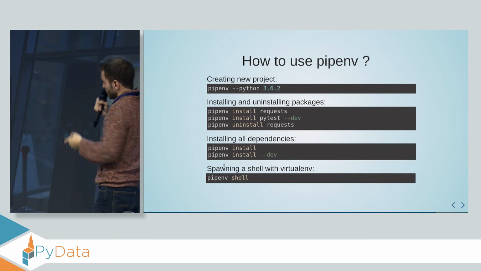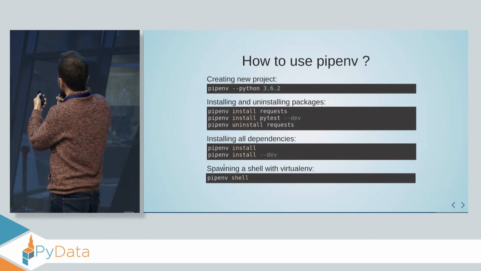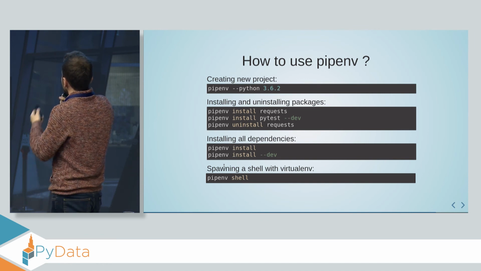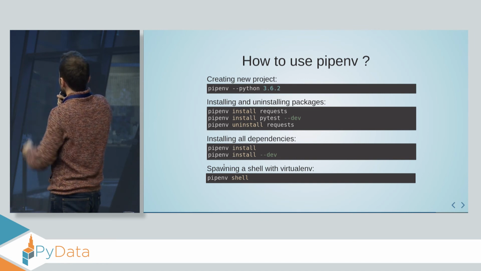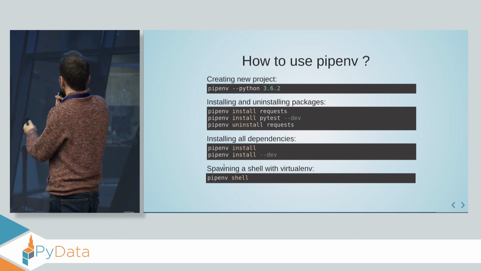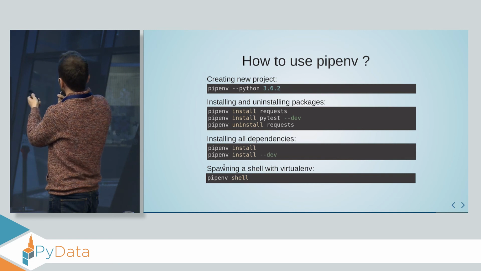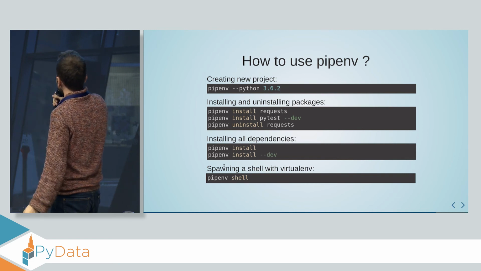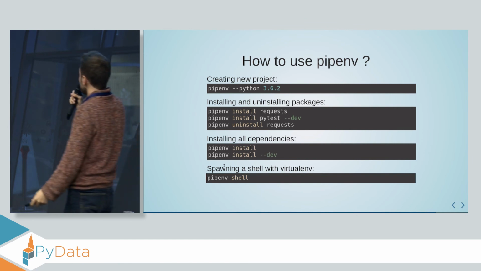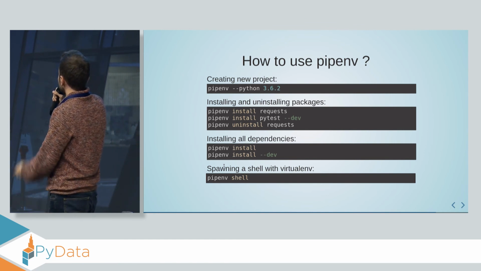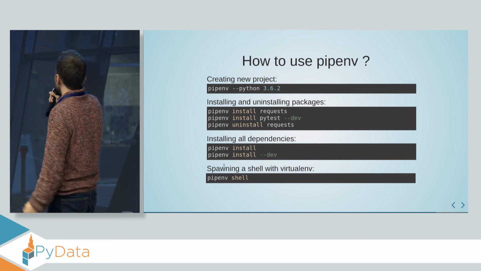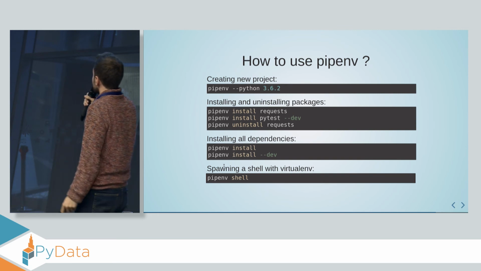And how to use it? You can manually create a new project by specifying the Python version. If you don't do that, during pipenv install, if the project doesn't exist, if your virtualenv doesn't exist, it will be created. If you pipenv install requests, it will be added to the Pipfile. If you add the flag --dev, it will be added to the dev packages in the Pipfile. And pipenv uninstall removes the package and also removes it from the Pipfile.